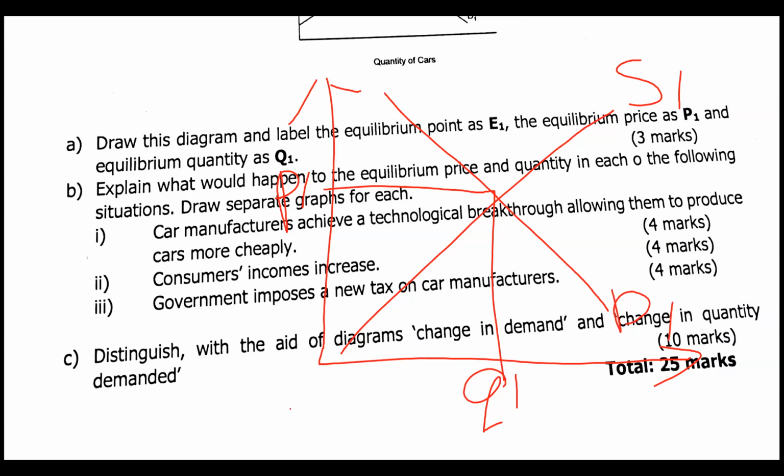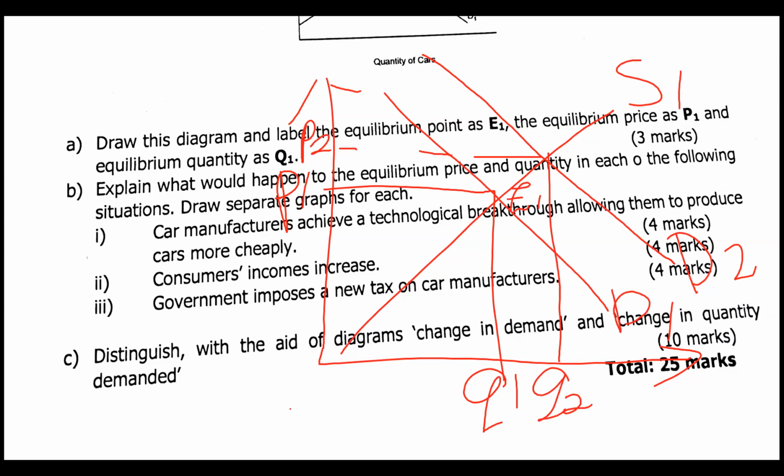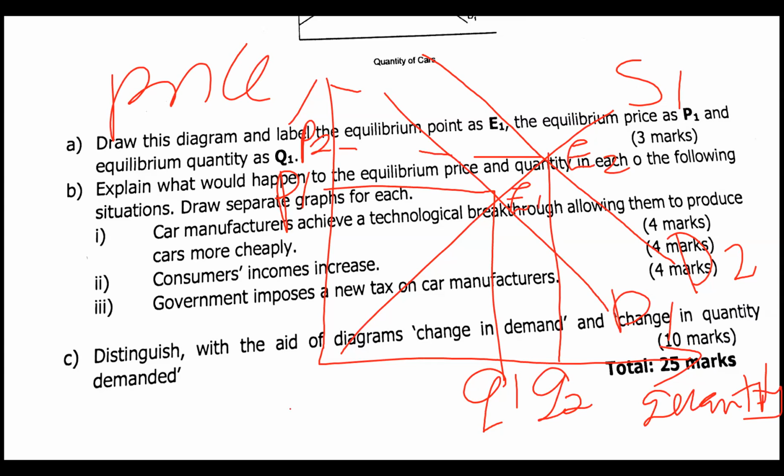So demand increases, which means the demand curve shifts where? To the right. Demand increases, shifts to the right, to D2. Then the price will do what? The price will increase to price 2, right? Then quantity demanded increases to Q2 and the equilibrium will be E2. And then you label it. The axes should be clearly labeled: price on this side, quantity on the horizontal axis. Clear?